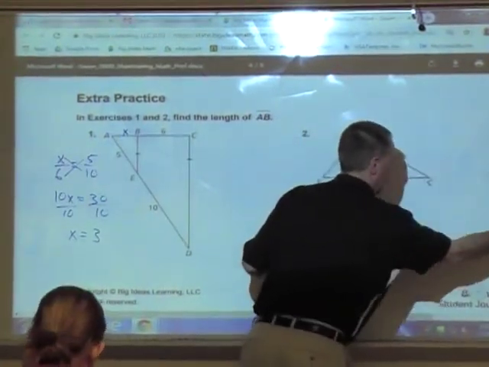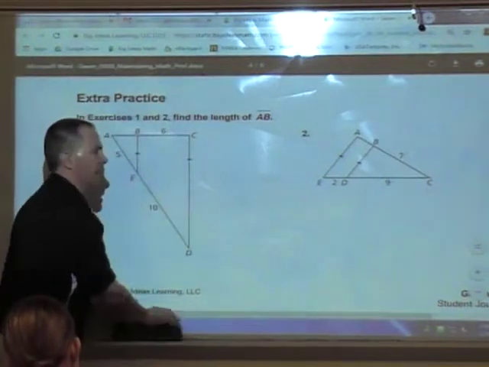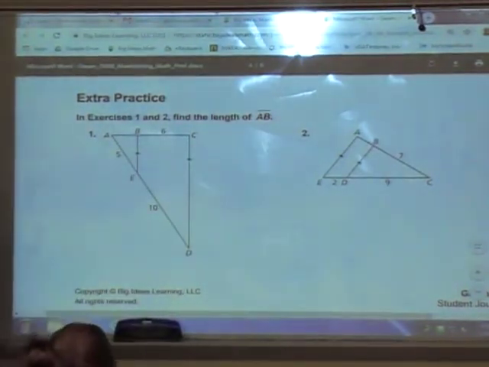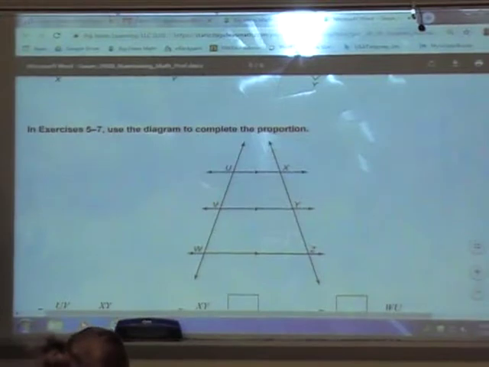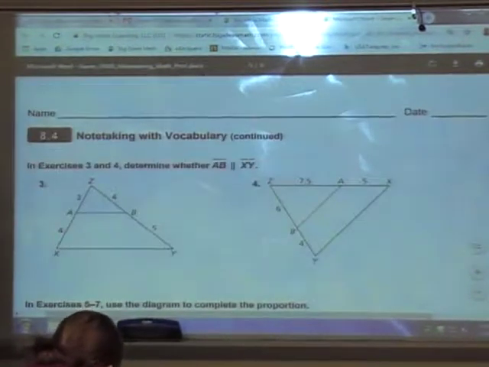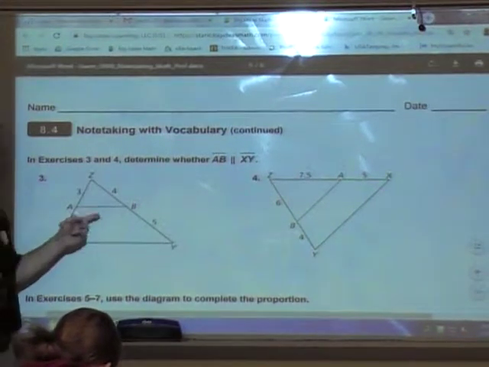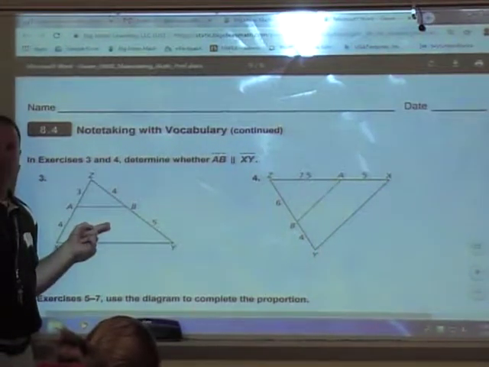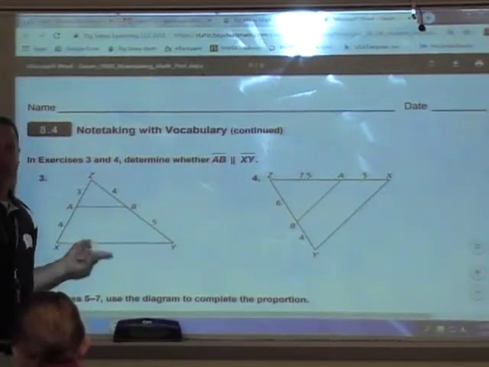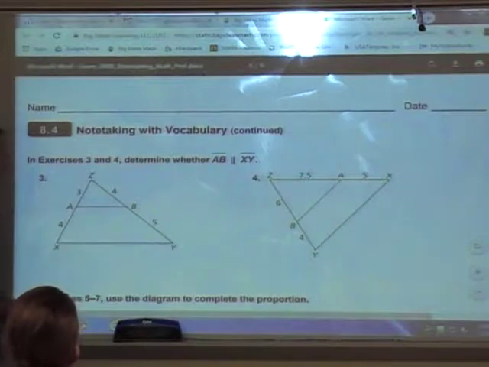So pretty much today is all about proportions. Knowing how to set them up. So if you're setting up that one really well, then you're doing good. Let's go ahead and look at number 3 here. Determine whether or not these are parallel. Well, if the proportion works, then they're parallel. Okay, so again, set up the proportion.